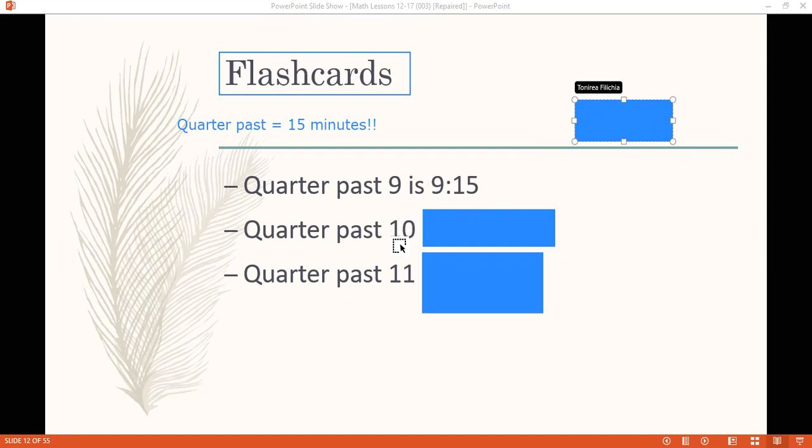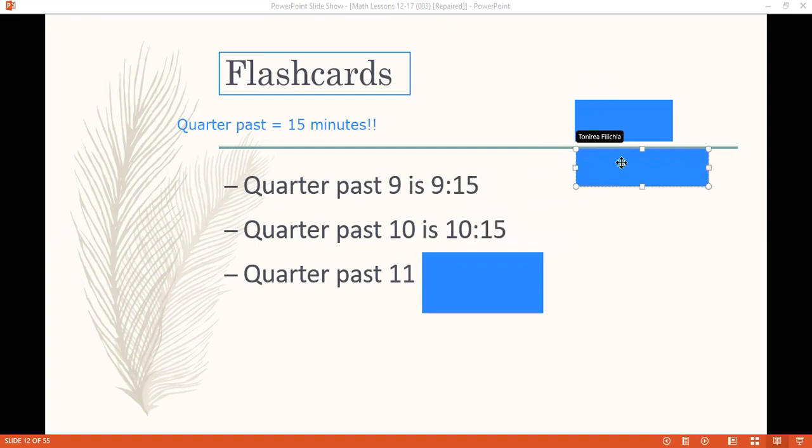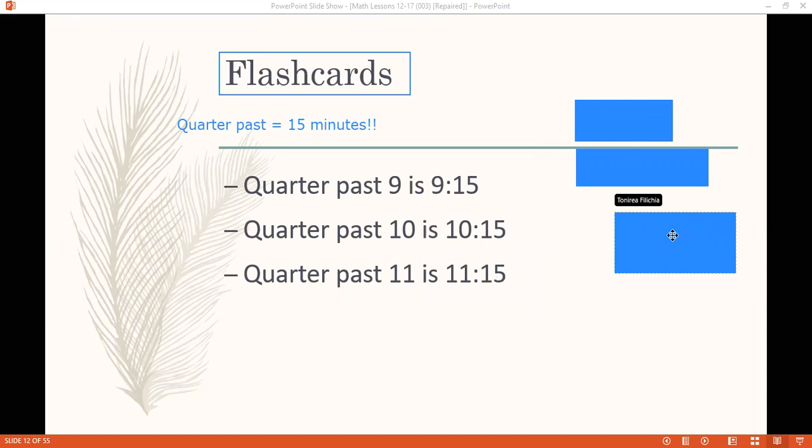And a quarter past 10 equals, think about it. Get ready. 10:15. A quarter past 10 is 10:15 because a quarter past equals 15 minutes. And next one, quarter past 11. Think about it. 11:15. A quarter past 11 is 11:15 because a quarter past equals 15 minutes. A quarter past equals what? Get ready. Yes, 15 minutes. Good job, buddy.